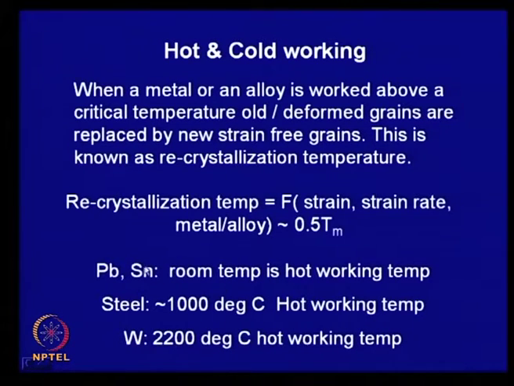So, room temperature working for lead and tin is hot working, but room temperature working for steel is not hot working, it is cold working, and steels are hot worked at temperatures maybe 900 or 1000 or above. Whereas tungsten's melting point is very high, above I think 3000 degrees centigrade. So, even if you work at say 2000 degrees centigrade, it may be cold working. 2200 degrees centigrade is the rough hot working temperature for tungsten.